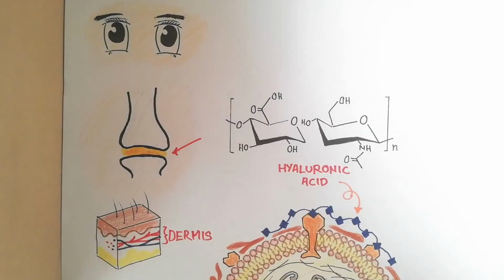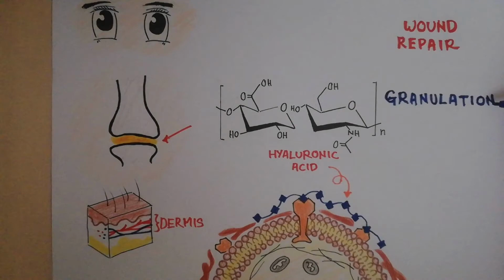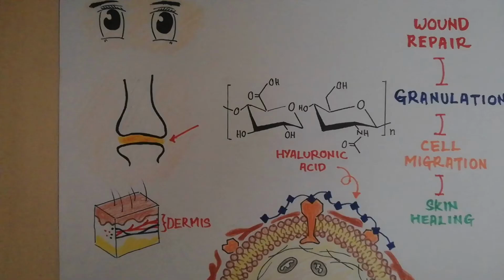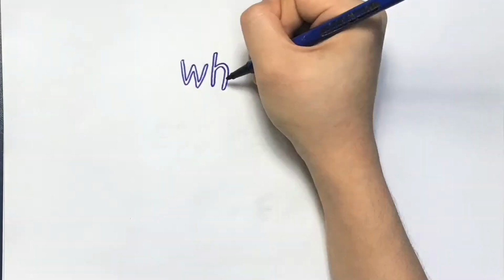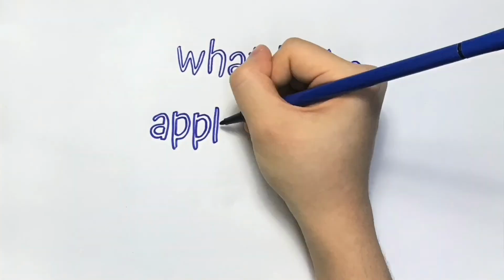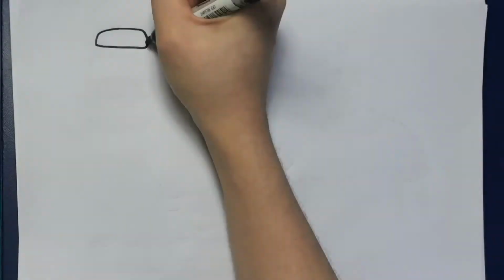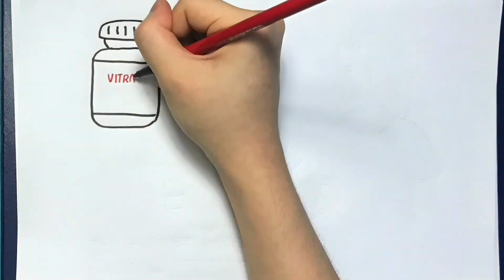It has a role in wound repair, granulation, cell migration, and even skin healing, and these steps are closely related to one another in function. In the medical field, Vitrace is widely used. So now we are going to look at the application of Vitrace, also known as hyaluronidase injection.